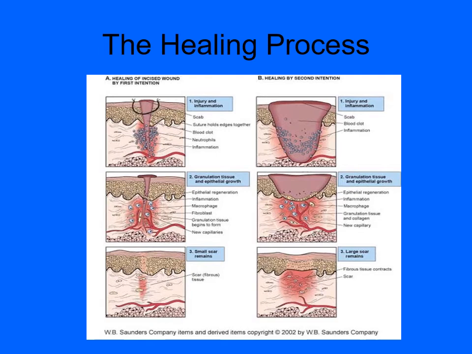Second intention, the wound stays open, it doesn't close, and you wind up with scar tissue forming across the top, and it's a much wider area of fibrosis there. So that's second intention.